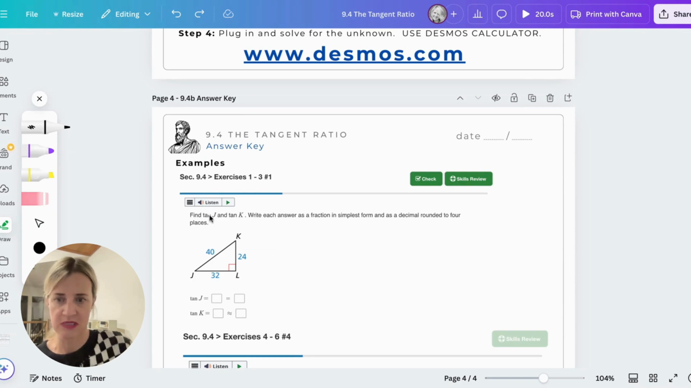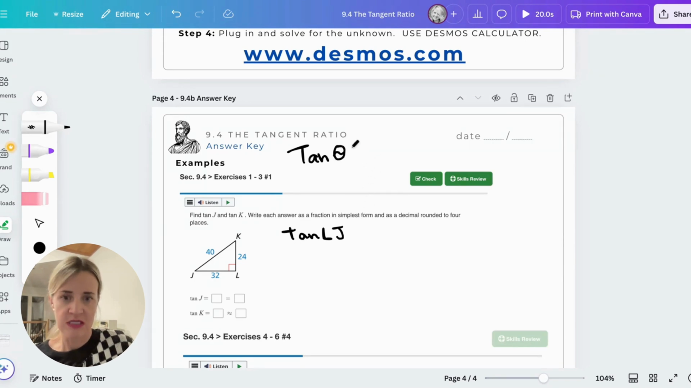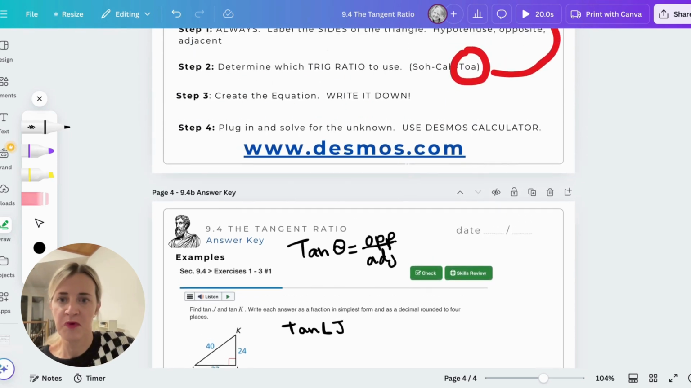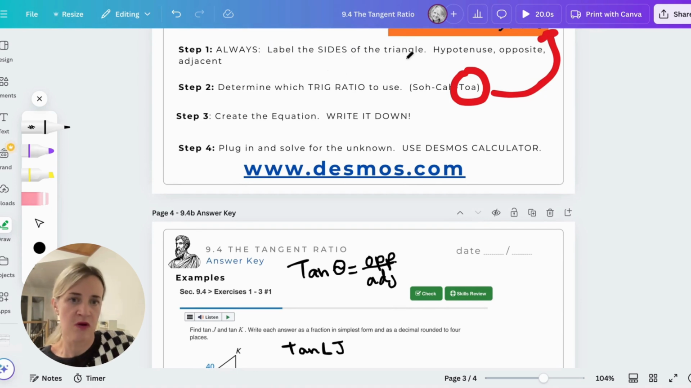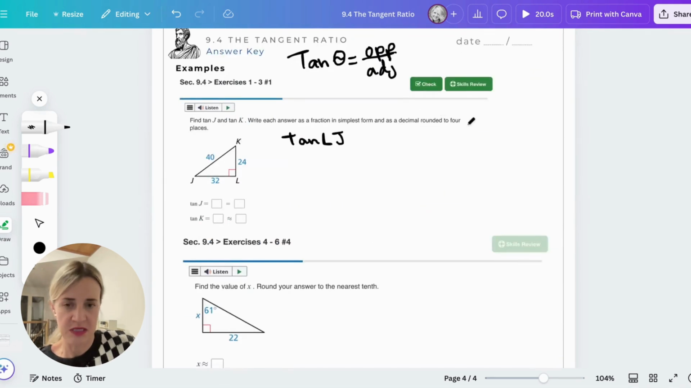So the first question says, find the tangent of J. What that means is find the tangent of angle J, okay? Angle J is our theta. And so tangent of angle J, just a reminder, tangent ratio, tangent of whatever our angle theta, J in this case, is equal to the ratio of the length of the opposite side to the length of the adjacent side. Okay, so the first step when we do these, just remembering here, label the sides of the triangle, hypotenuse, opposite, and then adjacent.